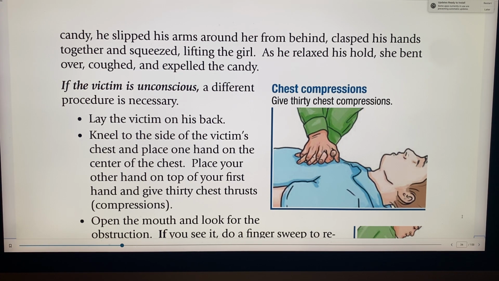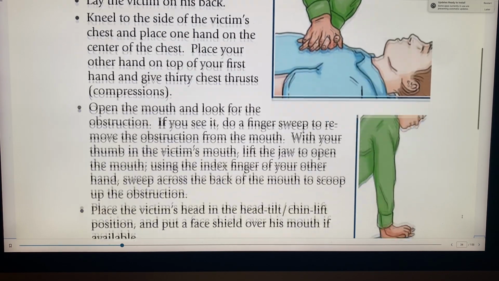Here's a picture. You lay the victim on their back, and you kneel to the side of their chest, and one hand is on the center of the chest, and the other hand on top of the first hand, and then you give 30 chest compressions. Just remember, 30. So you're doing these chest compressions, and this will probably cause the diaphragm to be moved, but basically the air now being released, whatever's blocking the air will probably come out. So then you open their mouth, you can turn them to the side a little bit, and you take your finger and sweep.